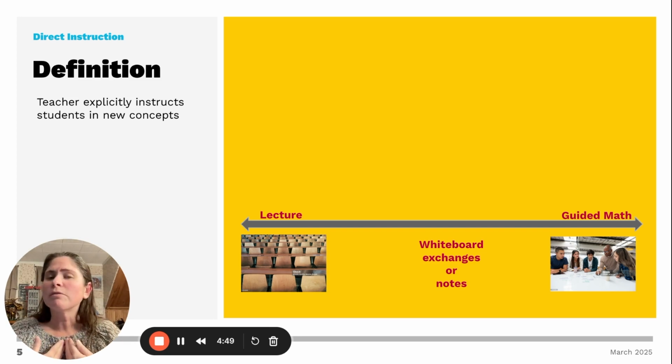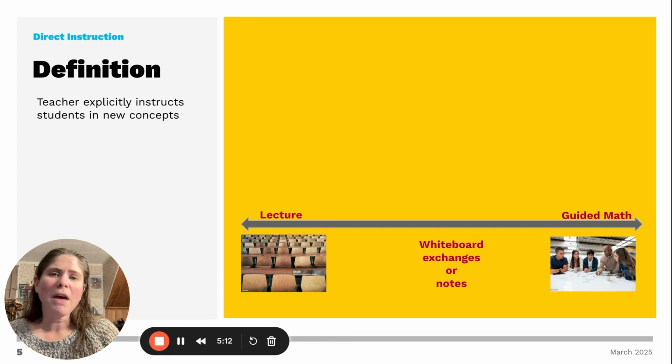This can look in a variety of different methods. The extreme that a lot of people think of is a lecture, where the teacher is talking, the students are taking notes, a lot like I'm doing right now. To be honest, this is a direct instruction method. But that doesn't mean that all direct instruction methods are the teacher talking and the student listening.